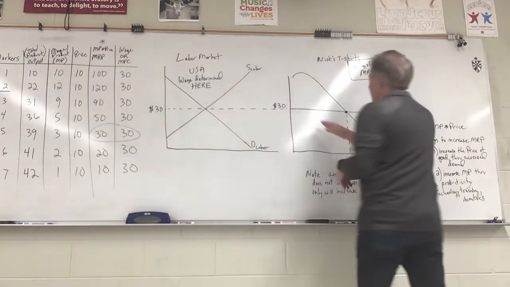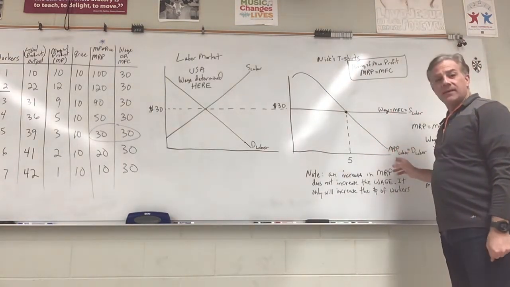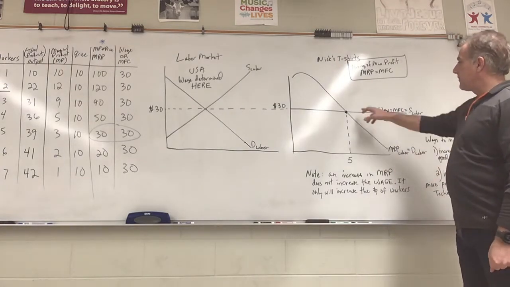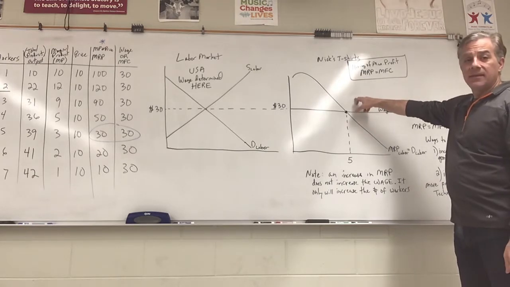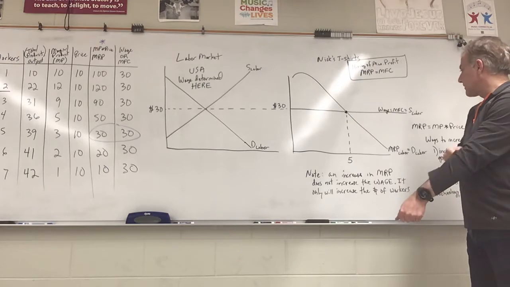Once that's determined, that's my marginal factor cost throughout. Here's my marginal revenue product of labor, which is equal to my demand for labor, and my hiring for max profit is where MRP equals MFC, okay, which is right here, which would be 5 workers.